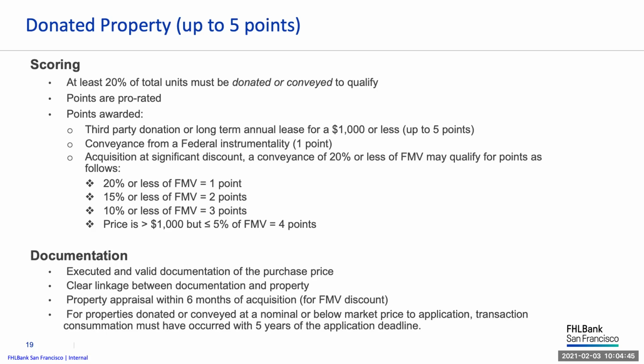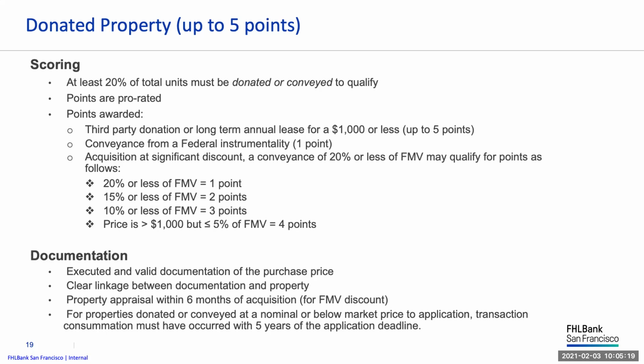Information for all documentation should be consistent with the address and APNs or parcel numbers indicated at the top of the application. Make sure there is a clear linkage between the parties in the documentation submitted: project sponsor, seller, or donor of the property, etc. Also, make sure the donated or conveyed amount is consistently reflected in the development budget. This is the link between scoring and the financial review.